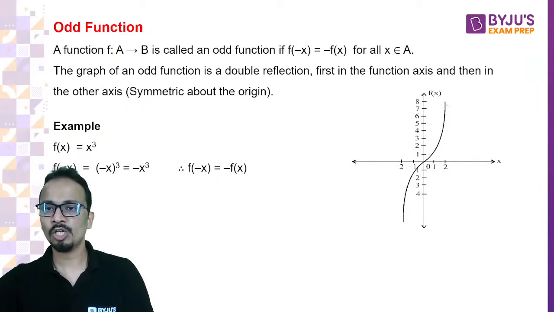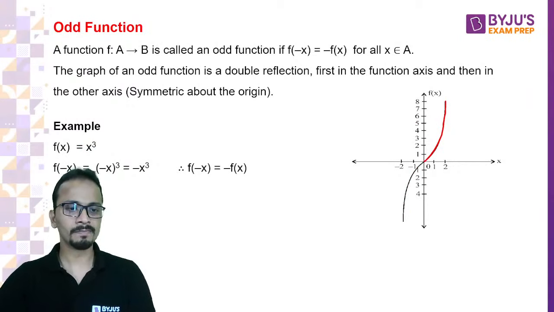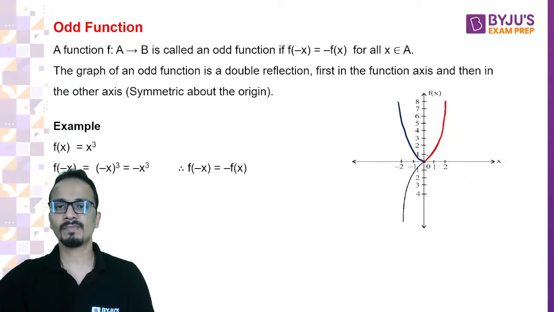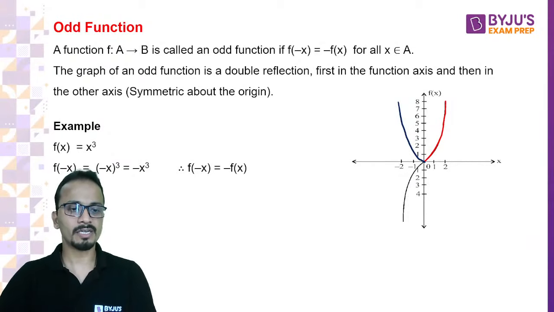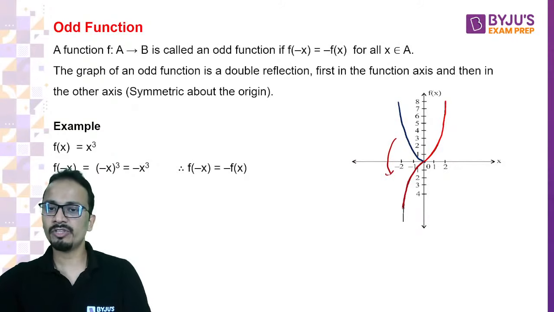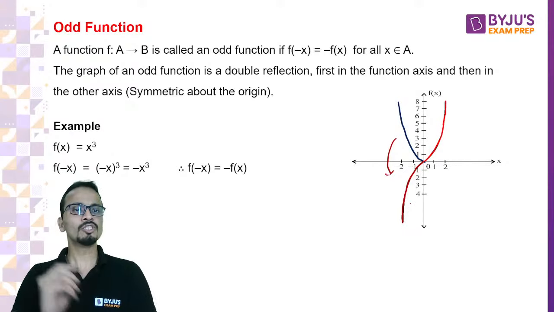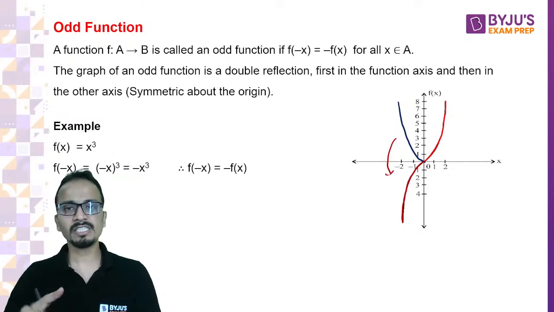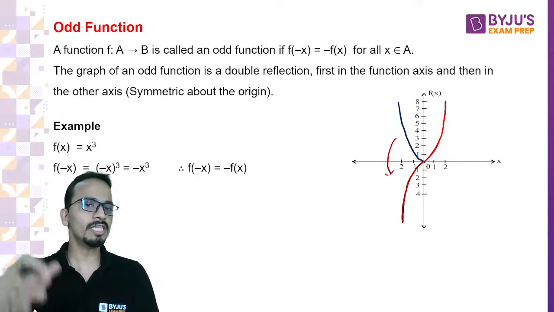I'll draw it again. So look at this part, the portion that I've highlighted with red color. Now if I reflect this part along the y-axis, it will become like this, the portion that I have made with blue color. Now further, if this portion is reflected again along the x-axis, I will obtain this part of the curve. So the graph of an odd function is basically a double reflection, first along the y-axis and then along the other axis.